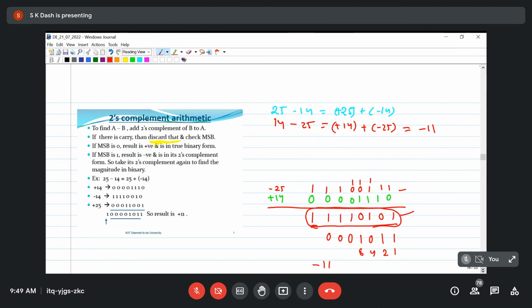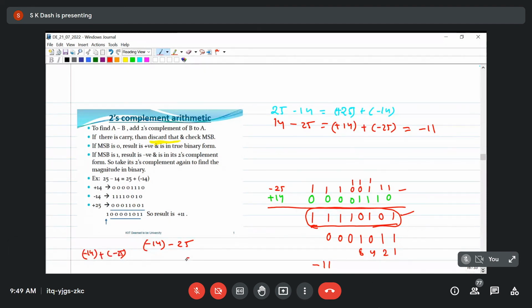Similarly, there is a task for you. You should do the other cases also. You should try to do minus 14 minus 25. Exactly the same method you need to follow. Minus 14 minus 25 means minus 14 plus minus 25. So now we need to take the 2's complement of both the numbers.